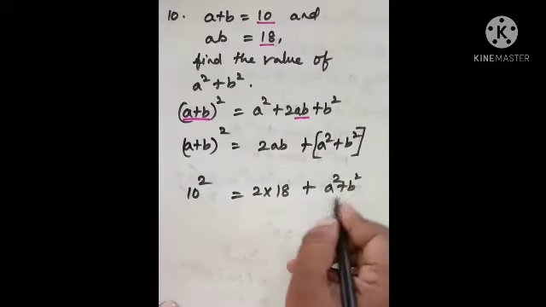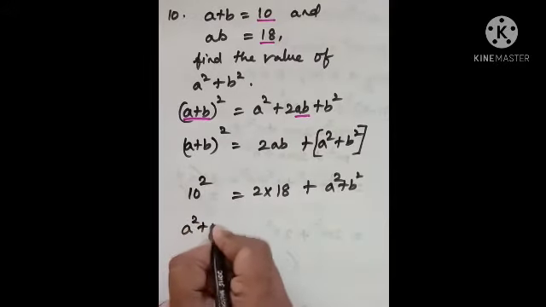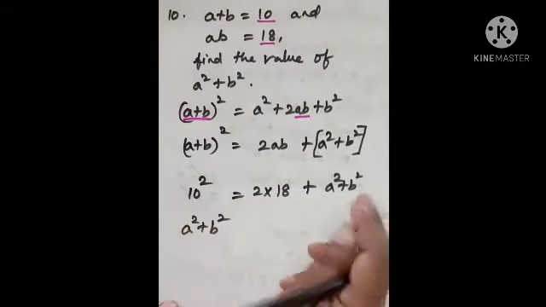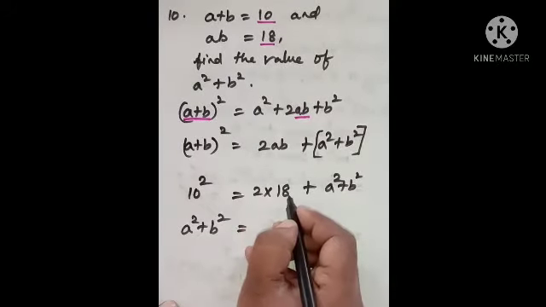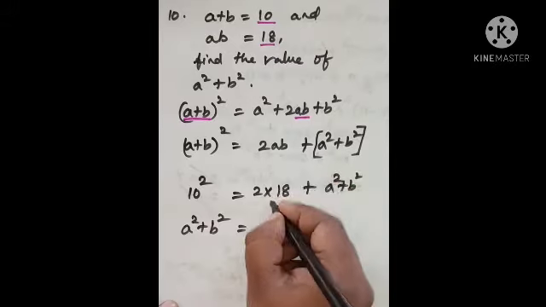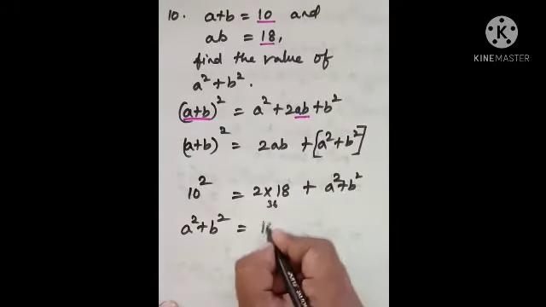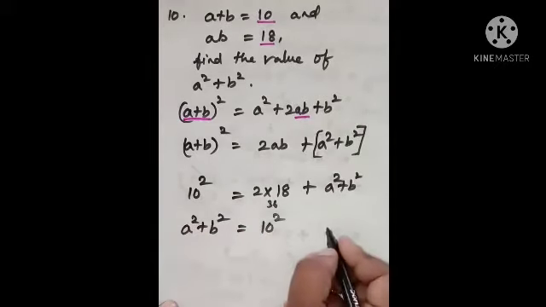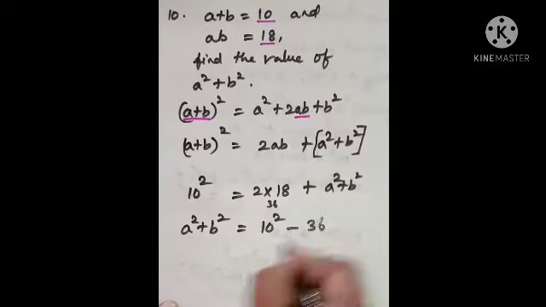We need the value of a square plus b square, so keeping a square plus b square aside, we bring 2 into 18, which is 36, to the other side. We get 10 square already there, 10 square, and this plus 36 becomes minus 36.